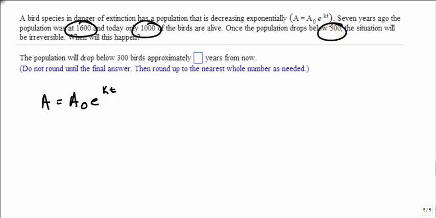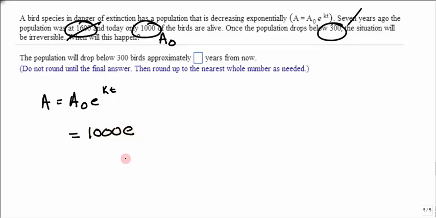When will this happen? Okay, so we have a couple of different ways that we could work this problem depending on how you look at it. It doesn't end up really mattering what was going on 7 years ago. What matters is what's going on today. So today our population is 1,000.